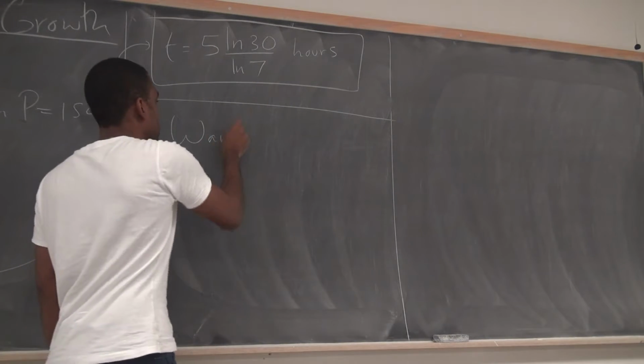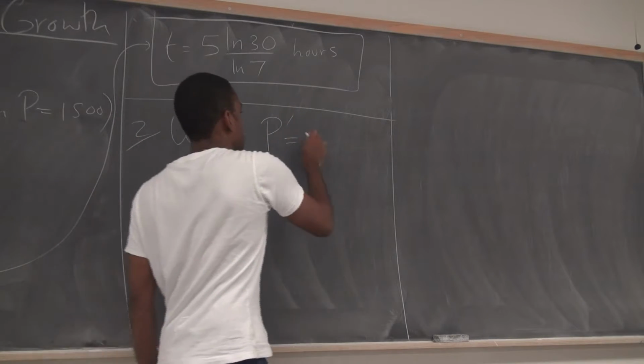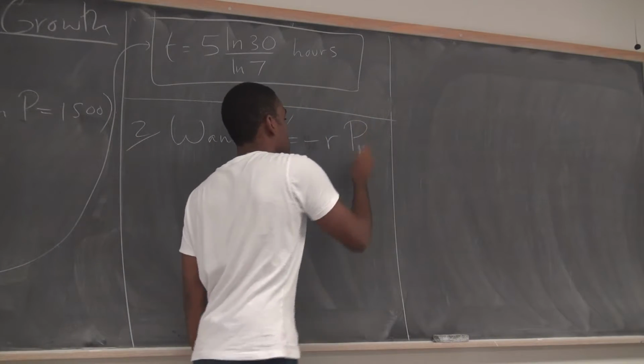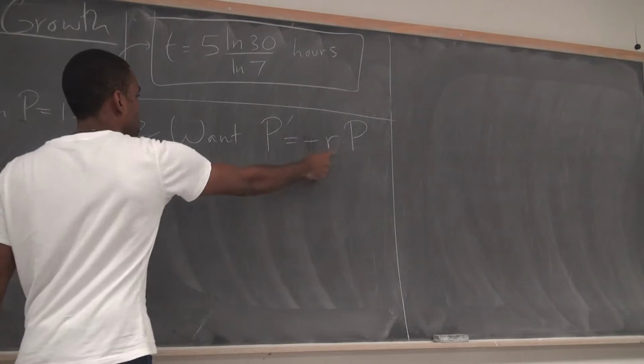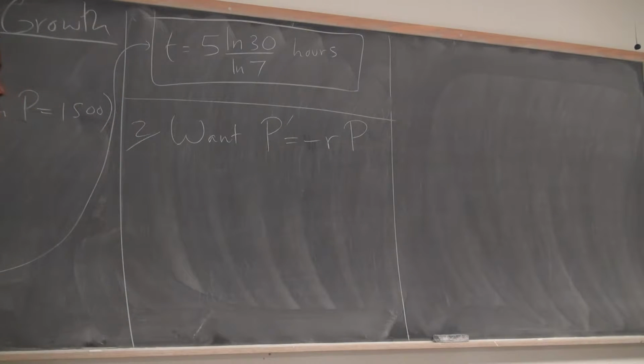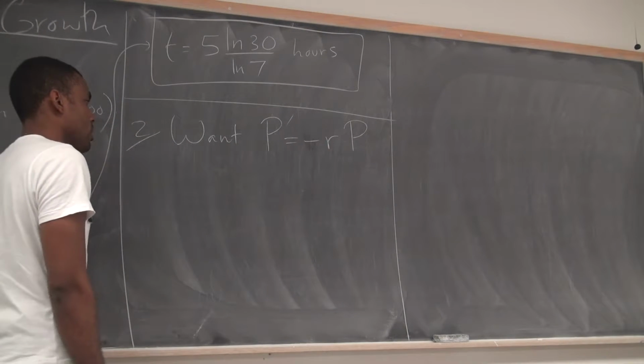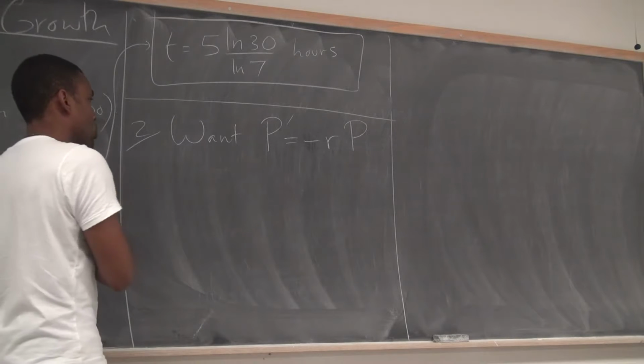which means we want P prime equals minus R times P, right? But we need to find the R to make this work. How do we get to the R?